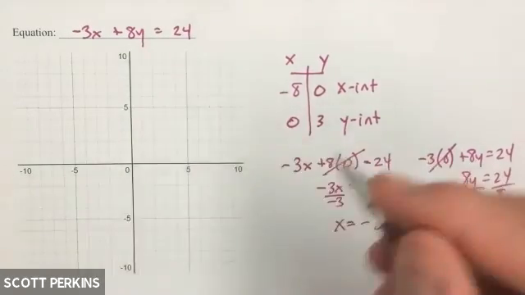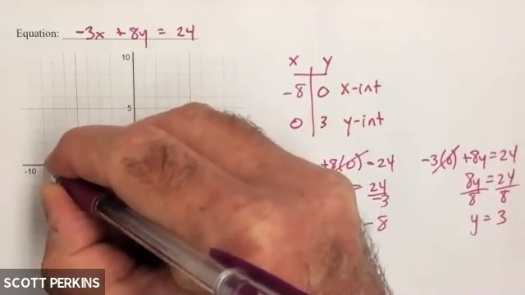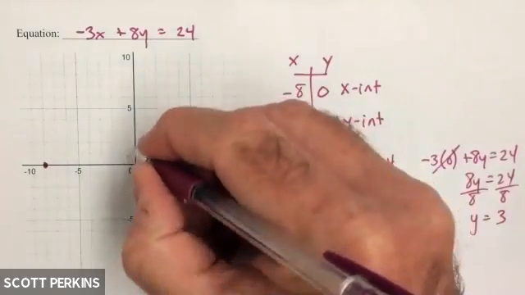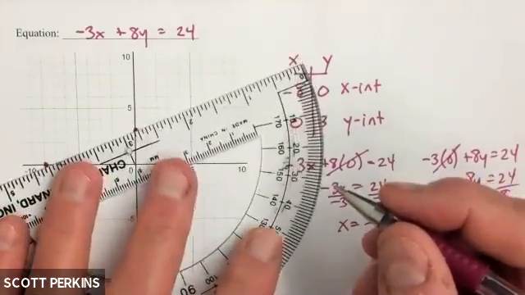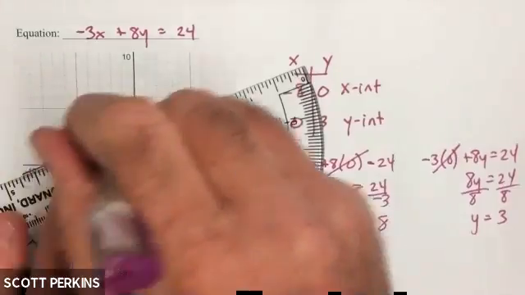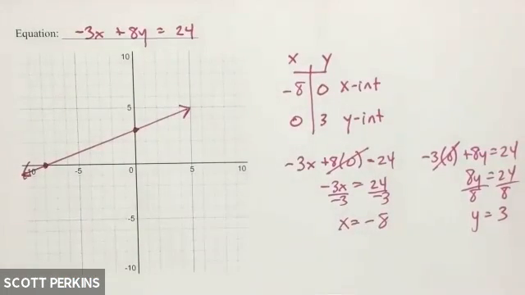So the x-intercept is negative 8, so negative 5, 6, 7, 8 right there. The y-intercept is 0, 3, so right there. And now I connect the dots and I am just about done with the problem. So there it is. And there's my arrows and we're good.